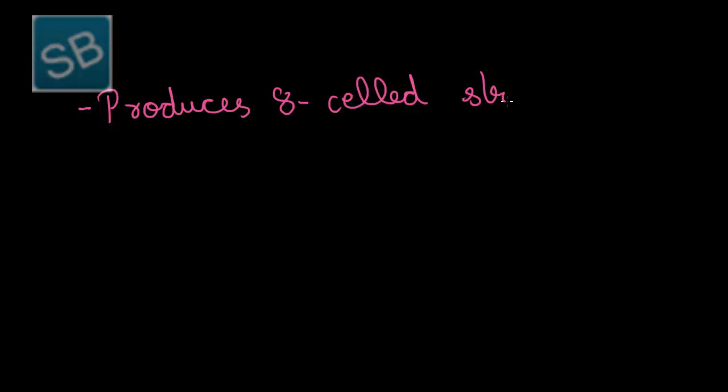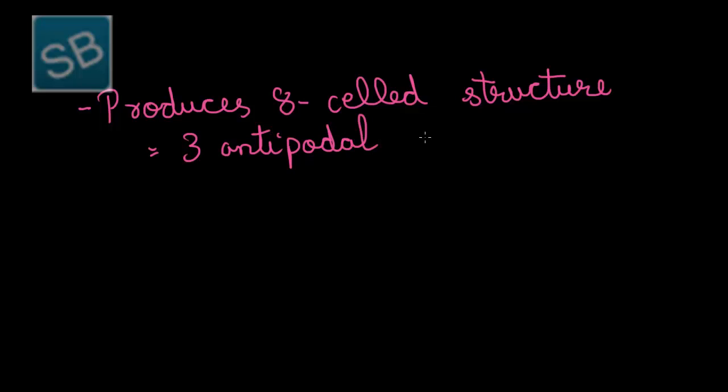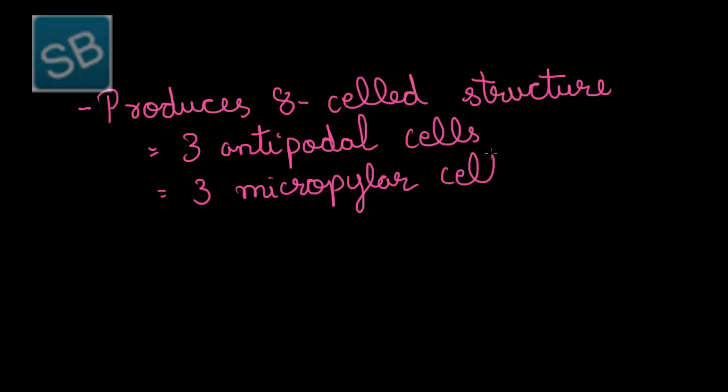The one megaspore that is active produces an 8-celled structure. This we have already studied earlier. This 8-celled structure consists of 3 antipodal cells, 3 micropylar cells, and 2 secondary cells.